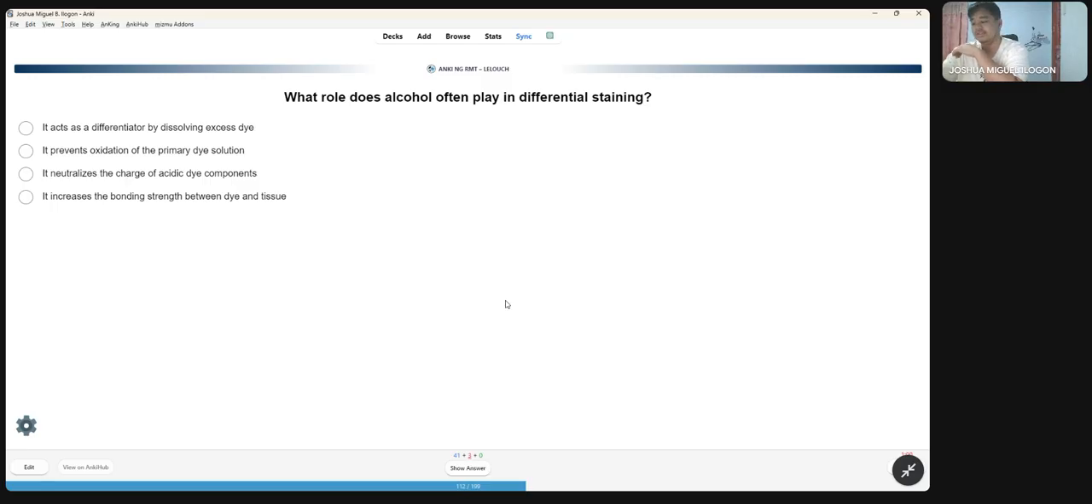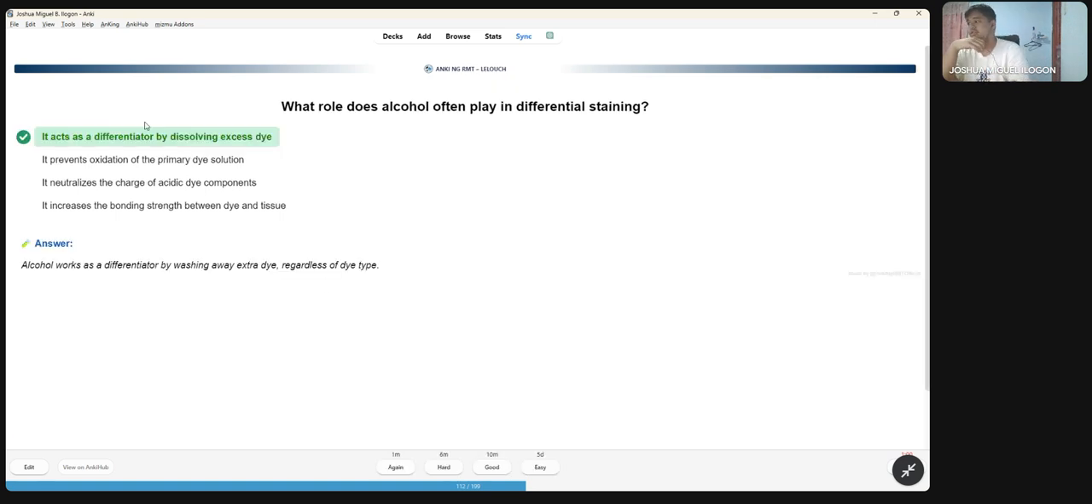For the leg, it's your liver function. For the leg, it's basically everything. So let's start. Okay. What role does alcohol often play in differential staining? Okay. Yeah, it's a differentiator.